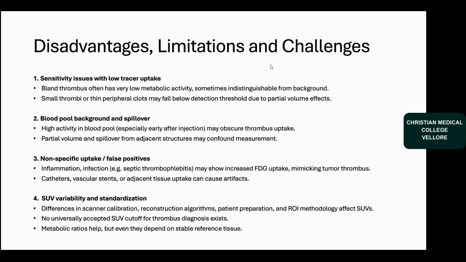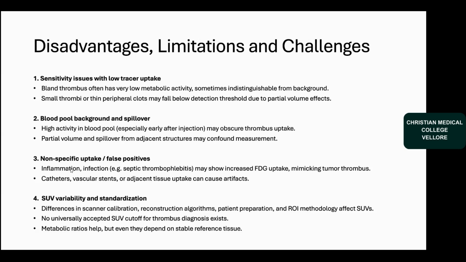Disadvantages and limitations. Sensitivity issues might be there because bland thrombus often has very low metabolic activity, sometimes indistinguishable from the background. A small thrombus we can actually miss due to partial volume effects. Then blood pool background and spillover. High activity in the blood pool, especially if we are taking early imaging after injection, might obscure thrombus uptake. And there will be a partial volume effect, that is the spillover from the adjacent structures, especially if the clots are very small.